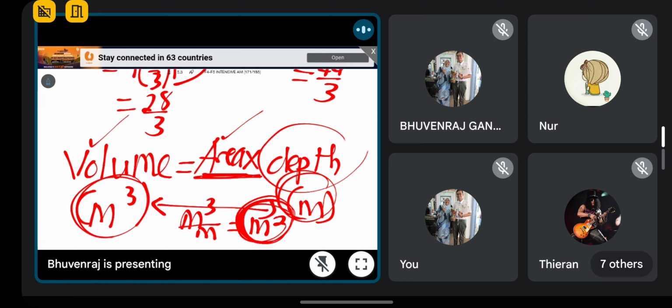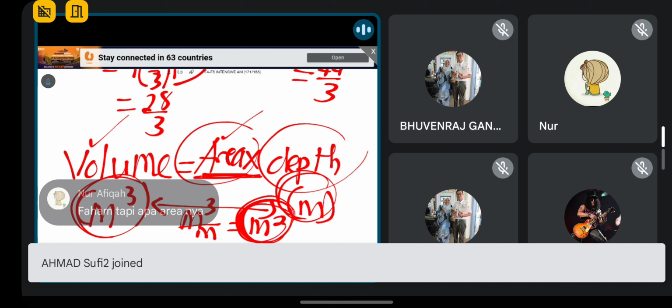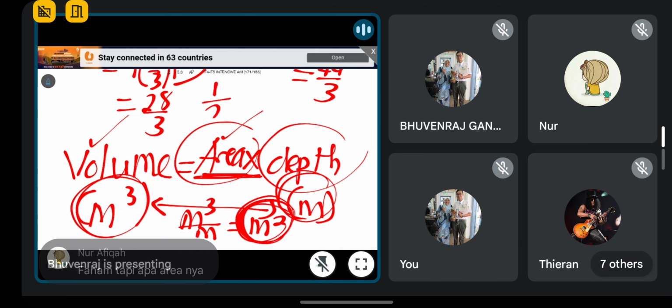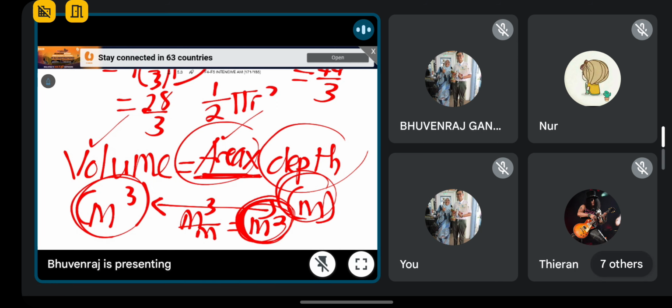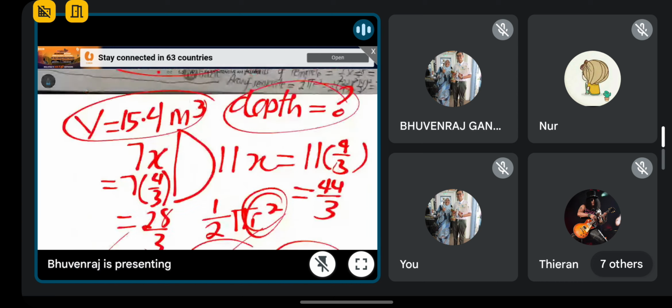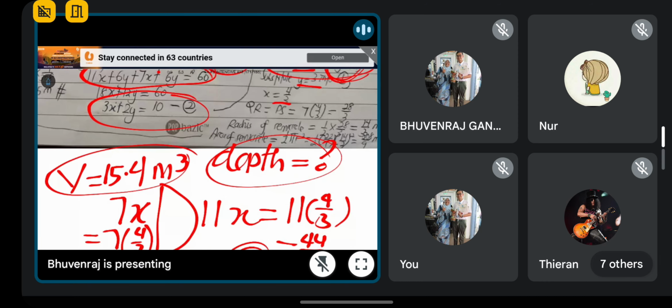Okay. So, untuk area yang ni, kamu boleh guna formula luas semi bulatan, Afika. You can use area of semicircle formula. Half pi r square. Kamu dah tahu R ni apa? 7x/2 kan? Tadi kamu bagi tahu. So kamu boleh cari. X nilai dia, kamu pun dah ada. You already got your X value over here. Okay, so ini adalah cara kita selesaikan soalan ini.